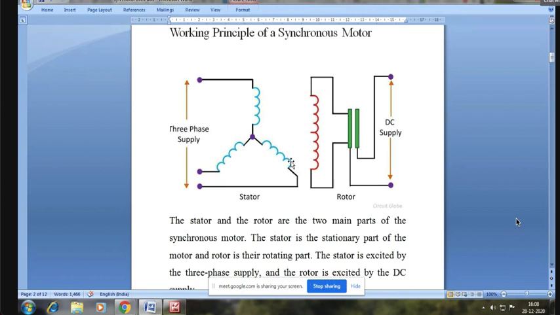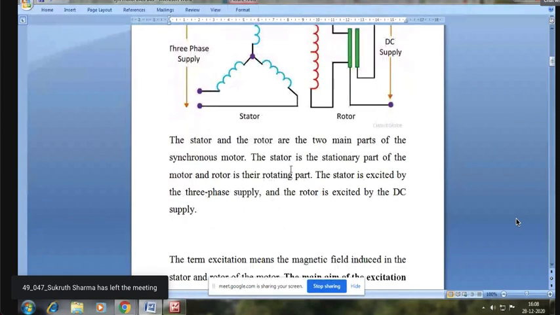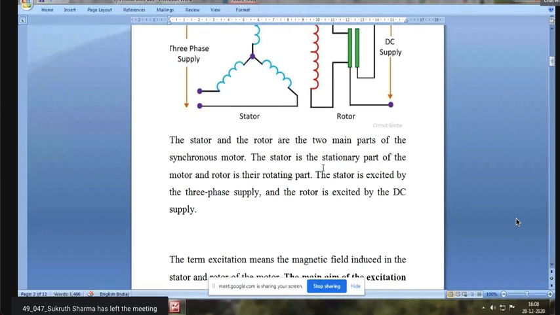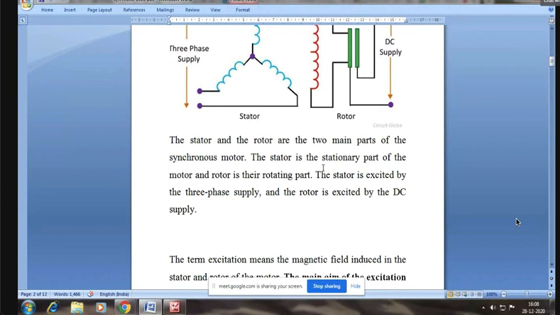That is what the diagram shows. The one on the left, what we understand is a three-phase supply is given to the stator, and on the right, a DC supply is given to the rotor. Are you able to visualize this? Yes, sir. Now, I will just go through these lines slowly. Stator and rotor are the two main parts of a synchronous motor. The stator is the stationary part, and rotor is the rotating part. The stator is excited by three-phase supply, and rotor is excited by DC supply. Correct?